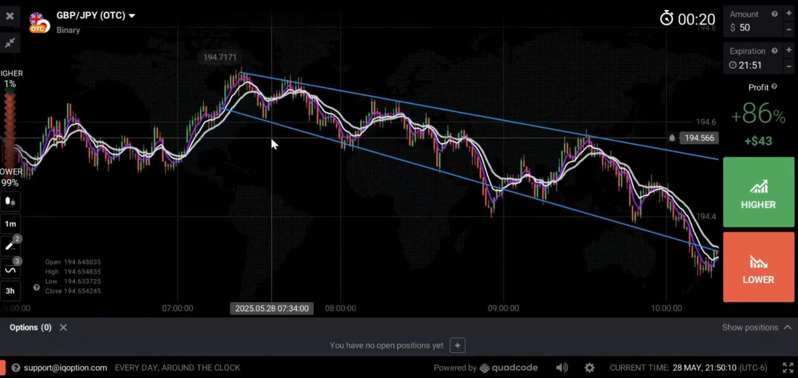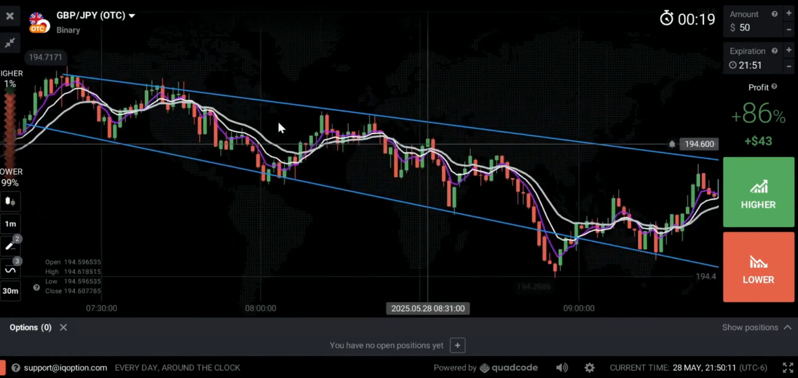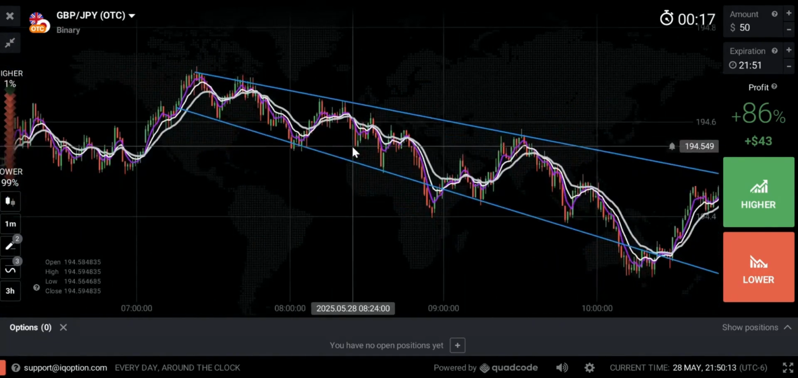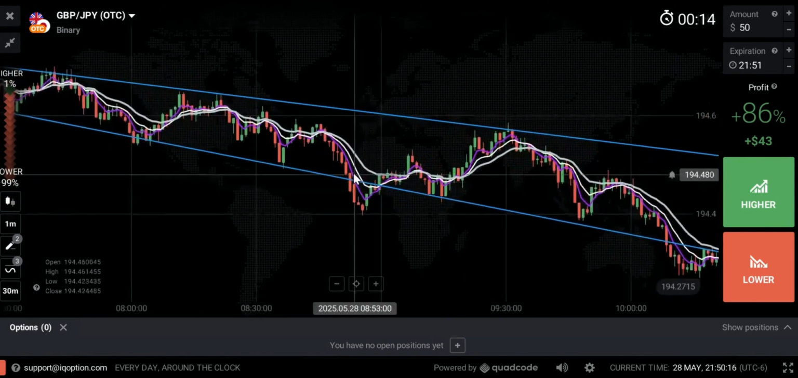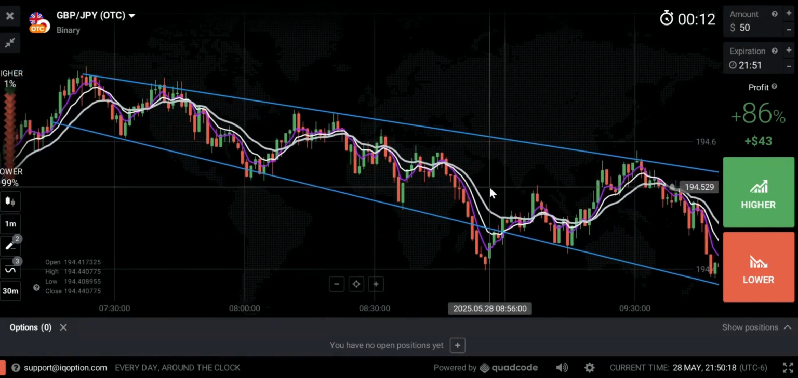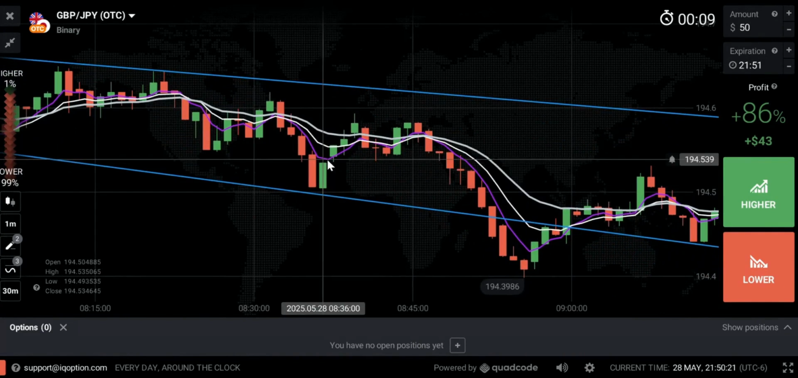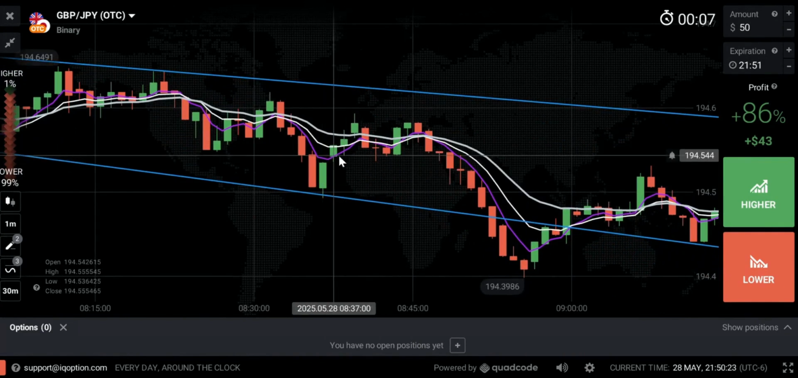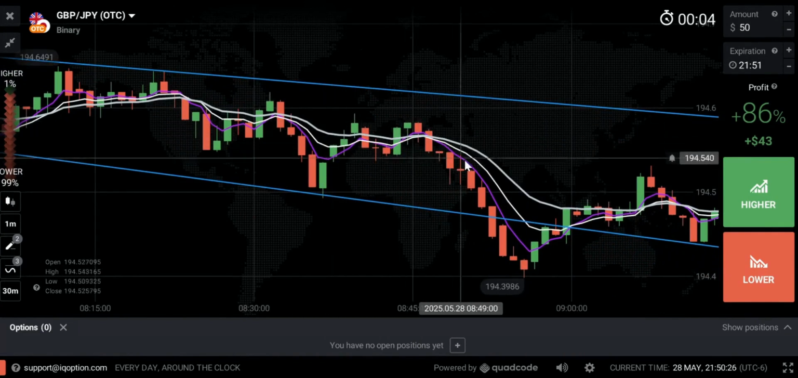And that's it, traders. That's the whole explanation of today's strategy. It's super simple. It consists of identifying the trend and then going with that trend when our purple EMA crosses the other two EMAs, okay?